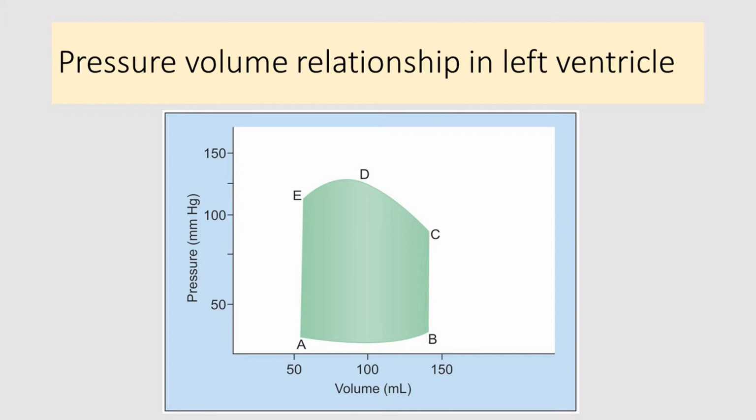So look at this graph. In this graph, we can see the recording of the pressure and the recording of the volume of the left ventricle, and this is known as the pressure volume loop. This pressure volume loop includes four phases. I am going to explain all the phases one by one.